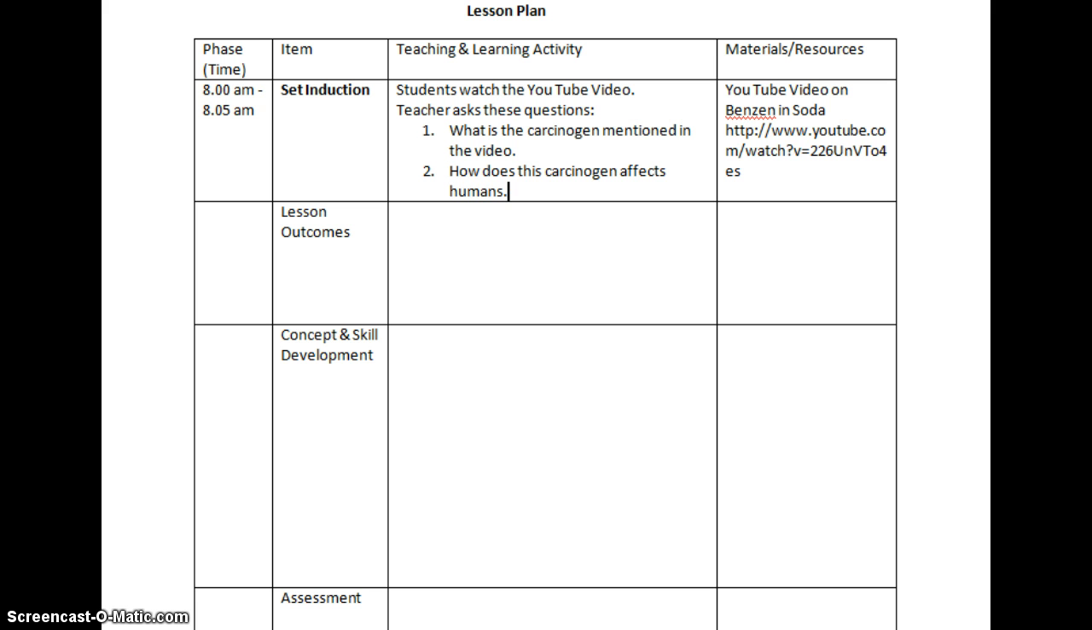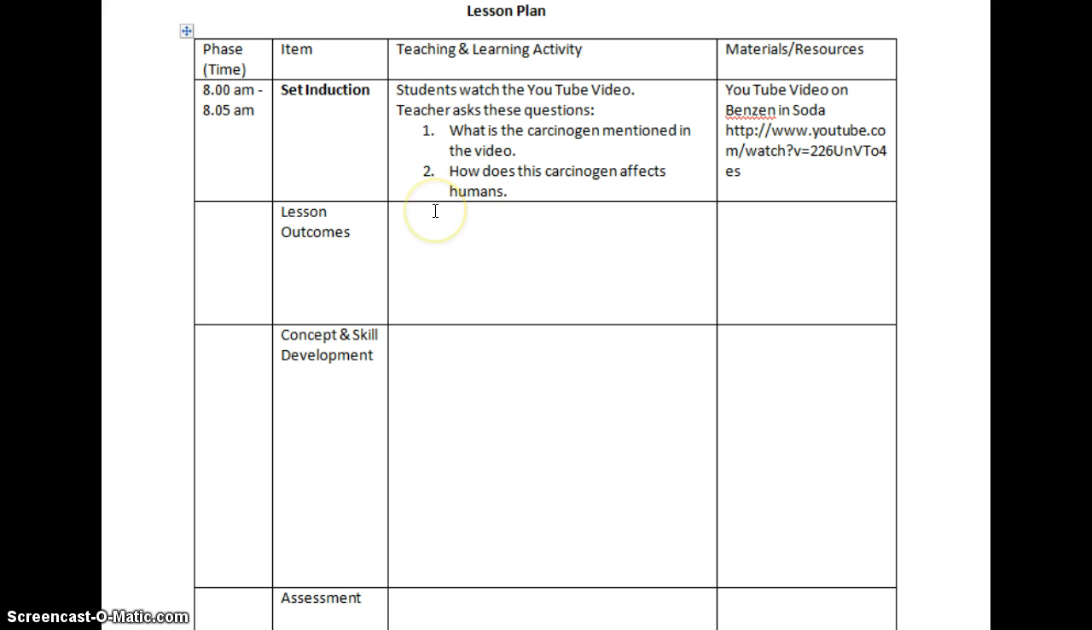So this is the set induction, and students, when they watch the video, are actually surprised because it's about soda drinks such as Coca-Cola, such as Pepsi, and so on, and they found out that the level of benzene is quite dangerous.